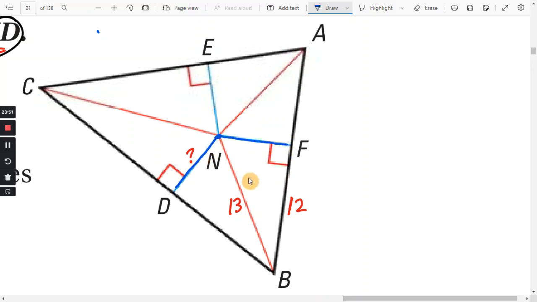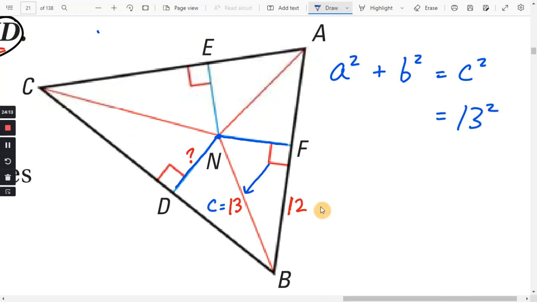We have a right triangle, so I'm going to use a squared plus b squared equals c squared. And I'm going to use this triangle right here. Across from my right angle is always the hypotenuse. That's going to be c. So c is 13, and c squared is going to be 13 squared. The other two sides, it doesn't matter which is a or b. So I'm going to let 12 equal the b, and I'm going to let the missing side equal the a. So we don't have a, so I'll leave it as a squared. And for b squared, that's going to be 12 squared.